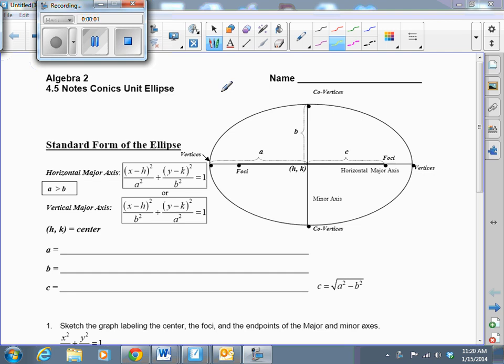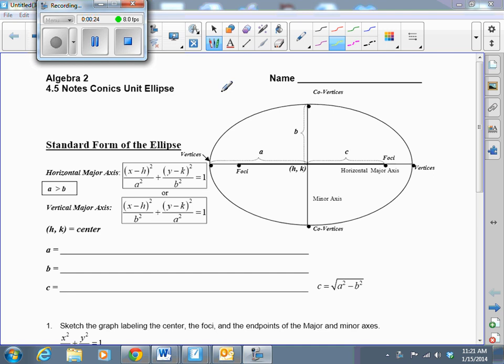The standard form of the ellipse is on your blue paper. This information will be given to you along with the picture, right? So you have it in front of you. You're supposed to have that blue paper in front of you now, although it's on the board. Now, the cool part about ellipses is, if you notice, the top looks like a circle, right?